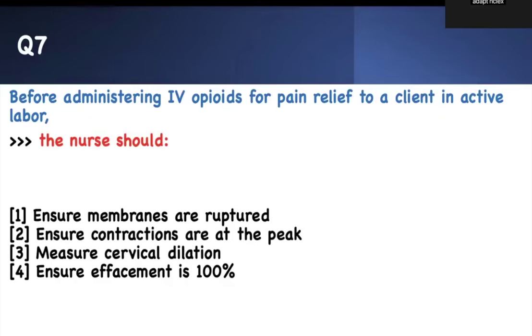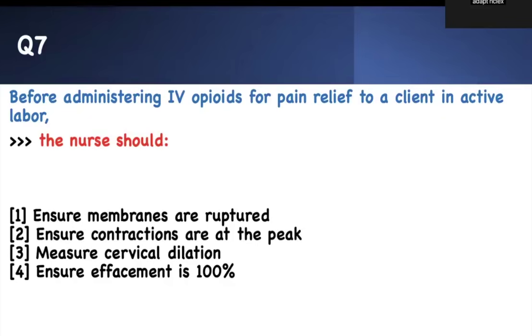Their membrane is ruptured, whether the contraction is at the peak, whether the cervix is dilated, and then what? Effacement at 100%. You got to measure the what? Cervical dilation. You ensure effacement is 100%. You ensure the membrane is ruptured. You ensure contraction is at the peak. The nurse should make sure before they give the opiate, okay? I'm pretty sure you check everything. You measure the cervical dilation.